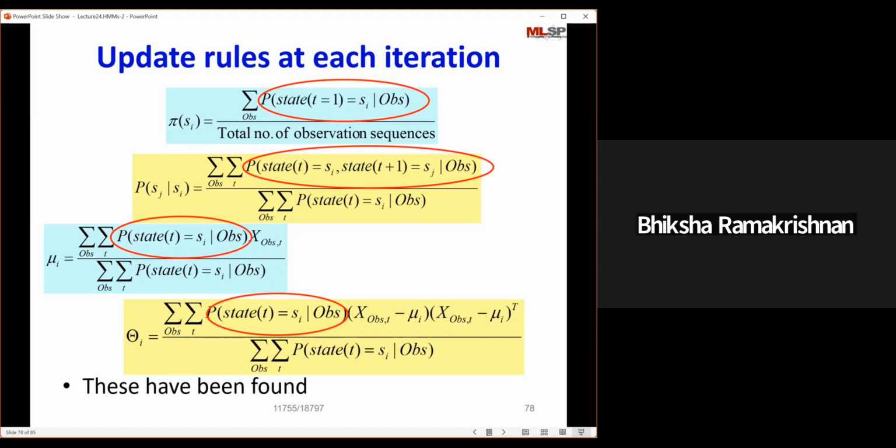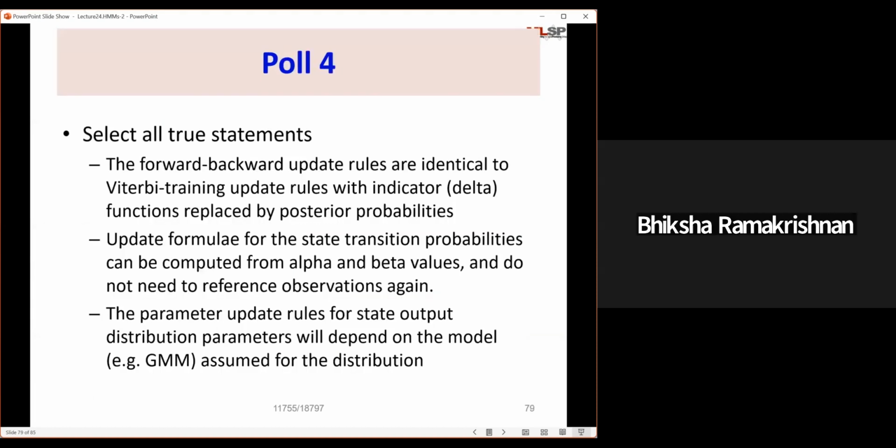So now our training process is going to be simple. You'd initialize all the model parameters, and using the initial model parameters, you'd compute all of these posteriors using the forward and backward algorithms, and then use the posteriors to re-estimate model parameters.